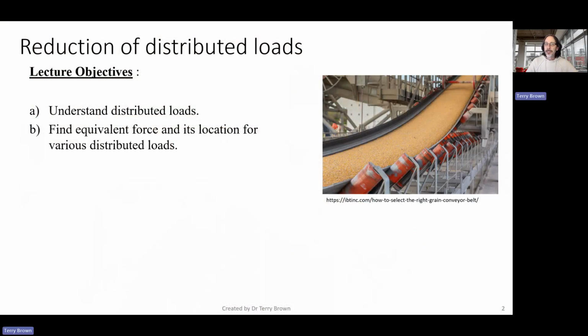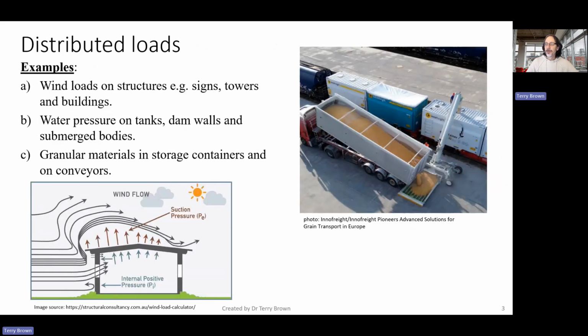Firstly, the lecture objectives: to understand distributed loads and how they're described, and then to find equivalent force and location for various distributed loads. Some examples include wind loads on structures, for example signs, towers, buildings, and so on; water pressure on tanks, dam walls and submerged bodies; and granular materials in storage containers and conveyors.